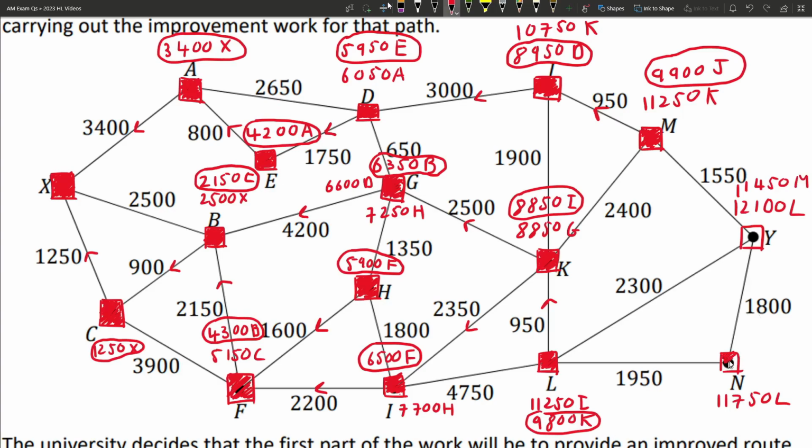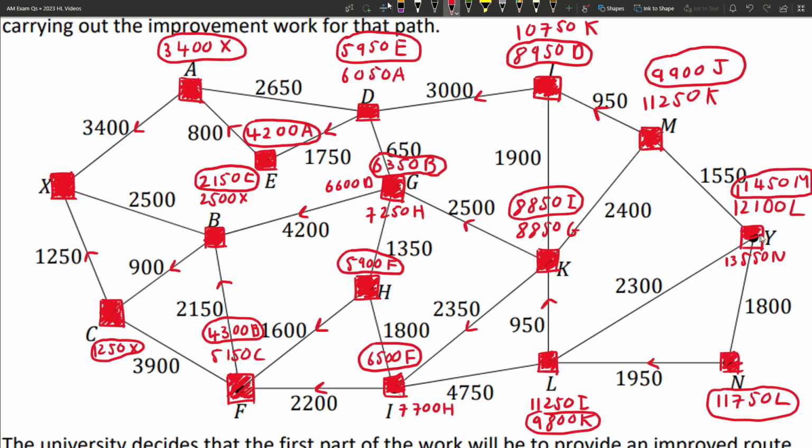Which one's the smallest? It's N. So we color in N and draw it over to L. And now N is connected to Y, so we can say we're using 11,750. That's the value we're using for N. And again, from N to Y, we're adding the 1,800, giving us 13,550. And that's through N. So now we're finally at our final point, so we choose the smallest one, which is 11,450 through M.